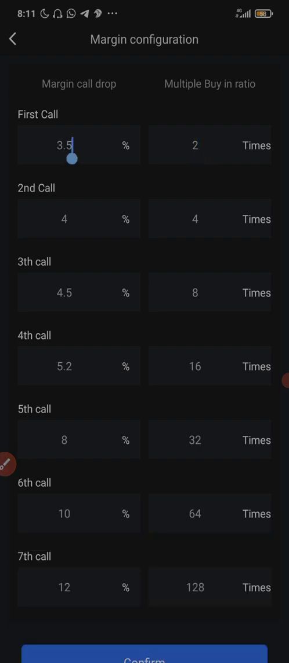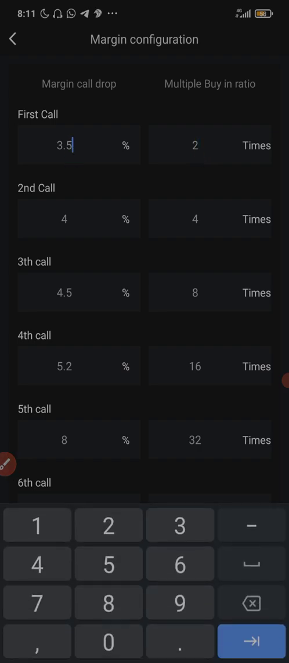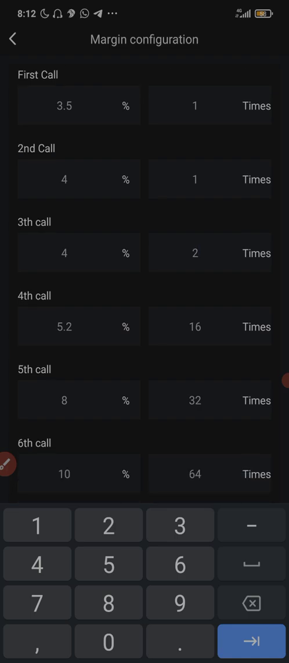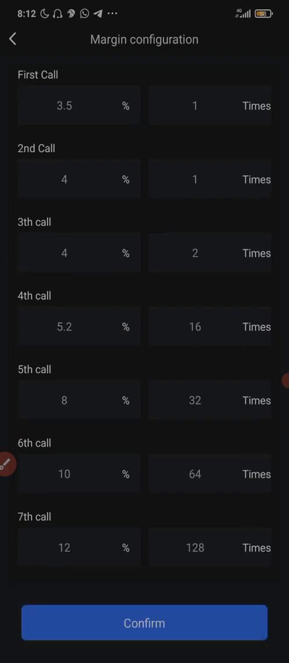So now let's say the margin call drop for the first call is 3.5%. We are going to tell the bot, you know what, just buy only one time. And the second call, let's say is like 4%. Mr. Bot, just buy only one time. Then this third call, you tell the bot, just buy only two times. So now, once you set up this aspect, you're going to click confirm.